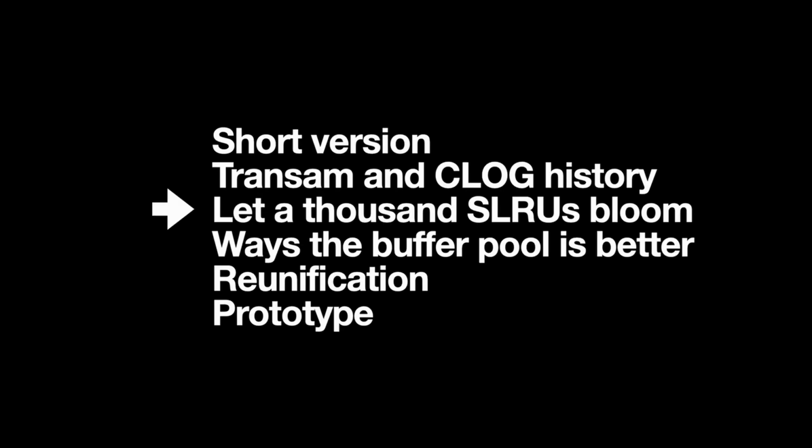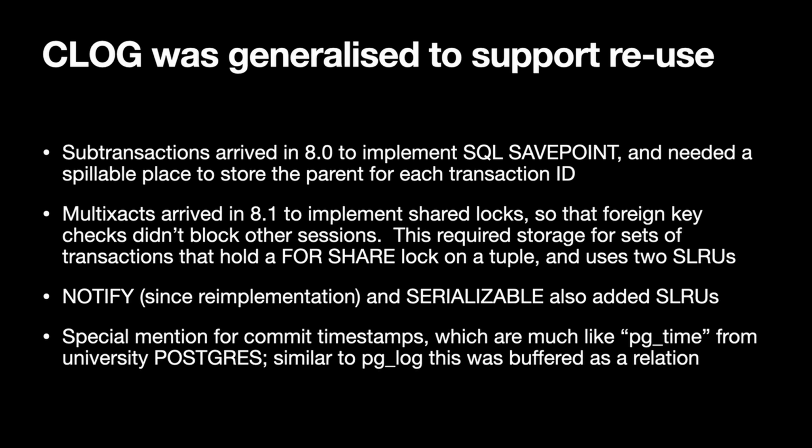So after that was done, many other uses were found for the same idea. The CLog was originally, in 7.2, some code that just dealt with transaction IDs, storing them in this special side buffer pool. But then the mechanism was generalized to support subtransactions. That's the save point mechanism.